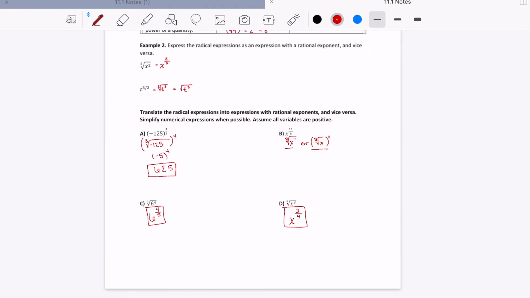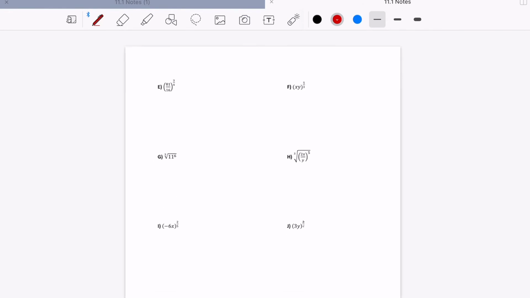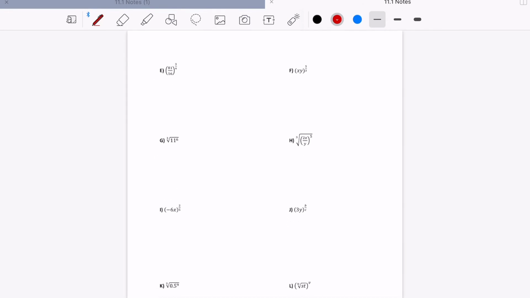Okay, we do have a few more examples. Let's continue with those. Let's go ahead and do E and F, and then I'll have you guys try out G through L.